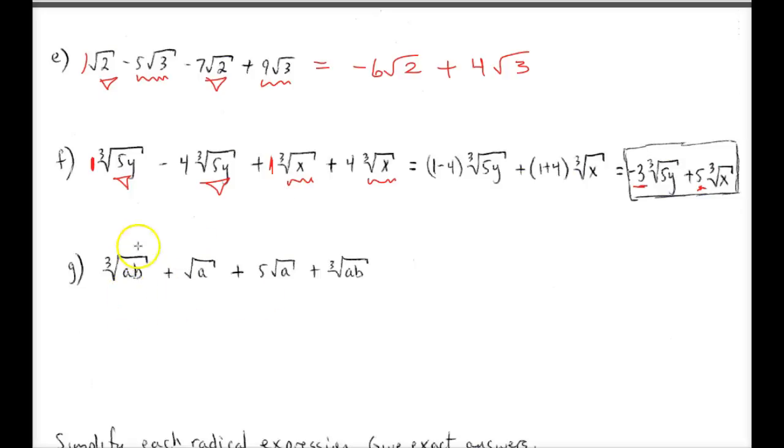And so for example G, we see that we have cube root of ab, like term, like term, like term, like term. Okay, so we've got understood 1s here. So 1 plus 1 is 2 cube root of ab. And then we have understood 1 there. So let's try to write that 1 a little better. Understood 1 there. So 1 plus 5 is 6 times square root of 8. And that's what that expression would simplify to.